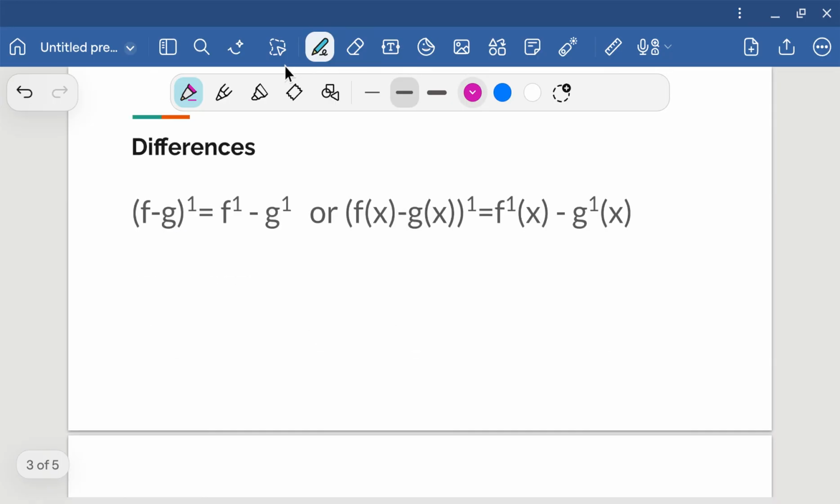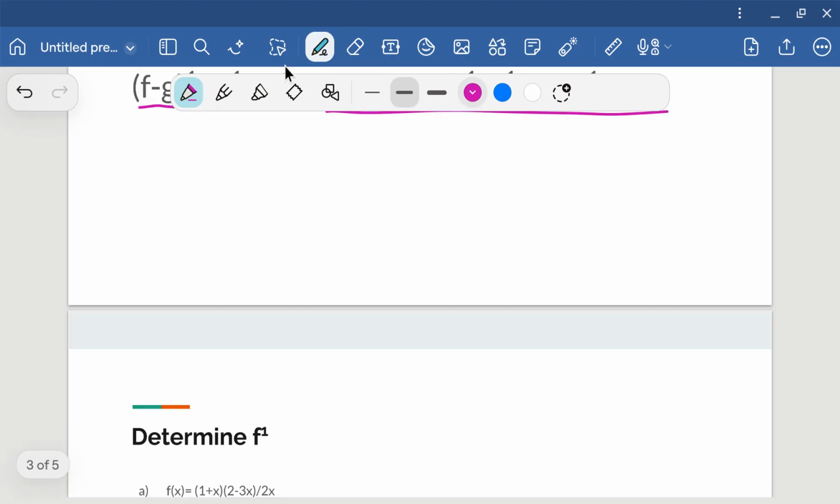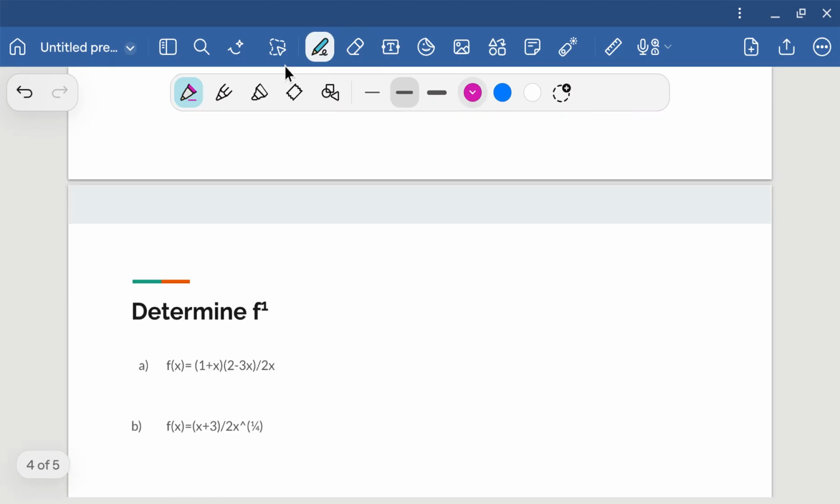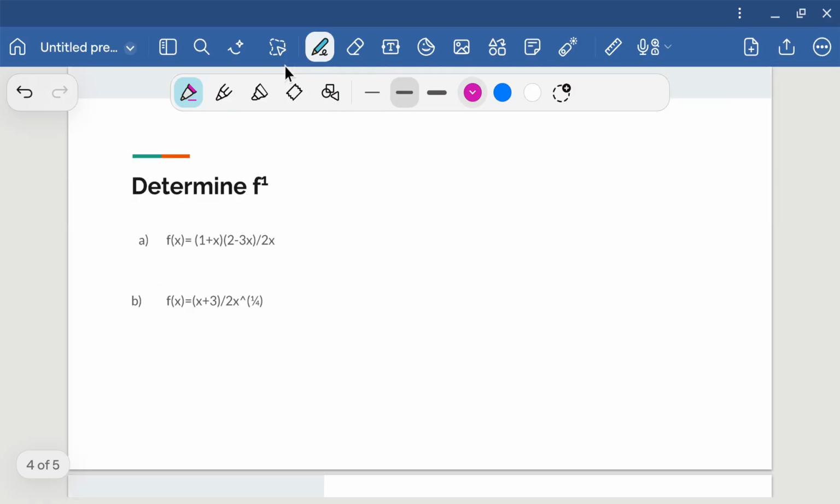Looking at the next one, if you have a function and you're subtracting, but asked to take the derivative, you can just take the derivative of the first term and subtract the derivative of the second term. Again, another way to say it, just a little bit more fancy in function notation. So let's look at two examples. The first one asking us to find f prime.